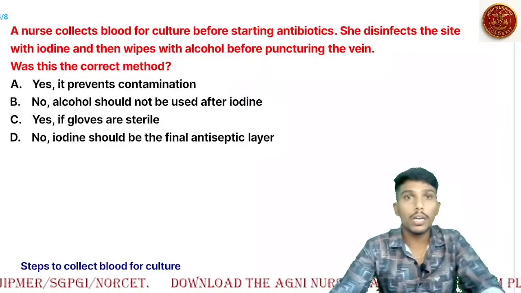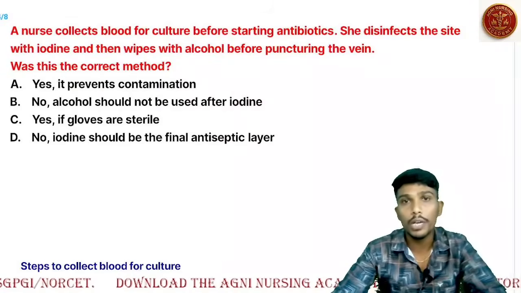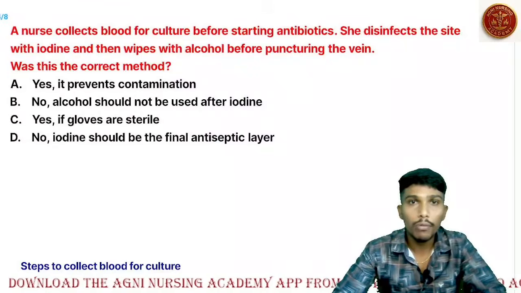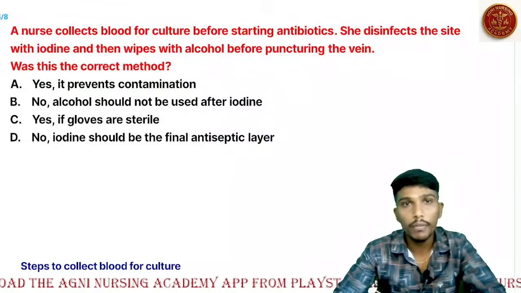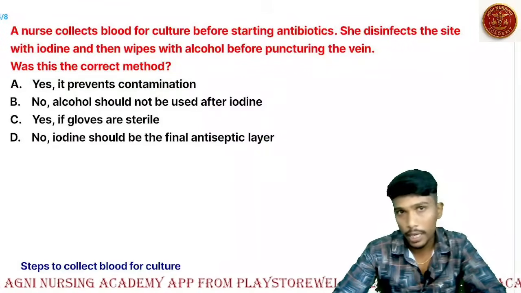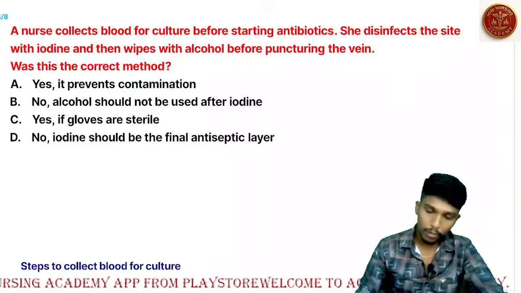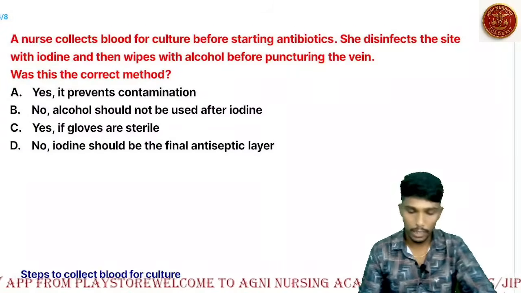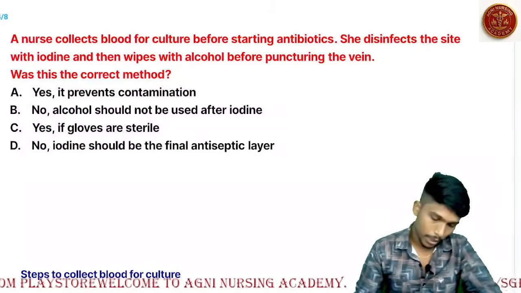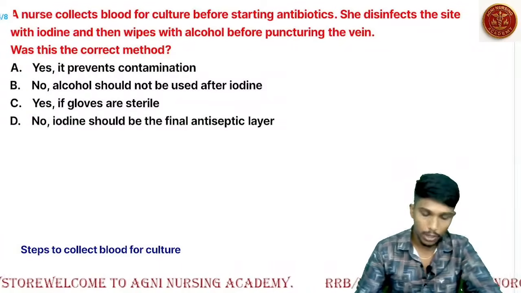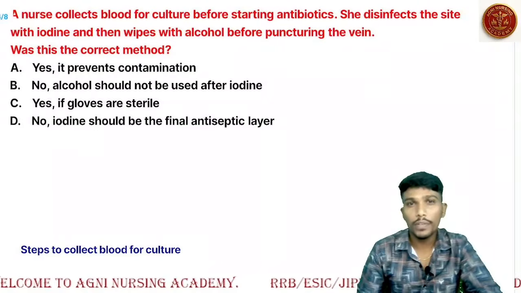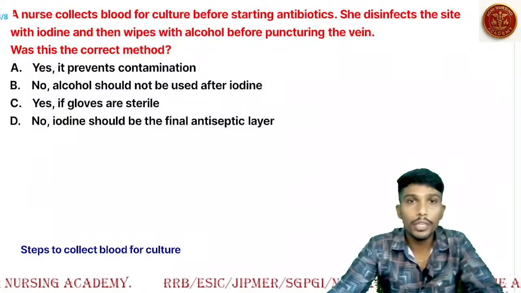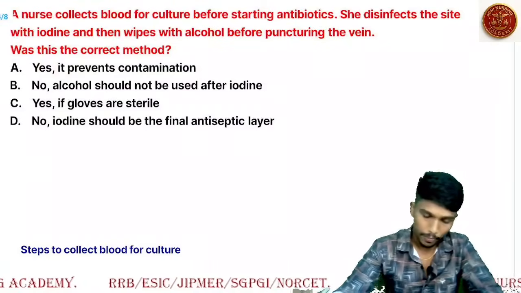What is the next question? A nurse collects blood for culture before starting the antibiotics. She disinfects the site with iodine, then wipes with alcohol before puncturing the vein. What was the correct method? Again they have given the scenario and they are asking the mistake of the nurse. Coming to option A, yes, it prevents contamination. No, alcohol should not be used after iodine. And yes, if gloves are sterile. No, iodine should be the final antiseptic layer.